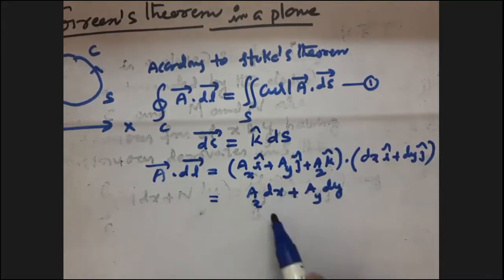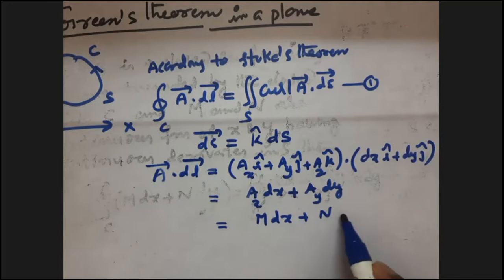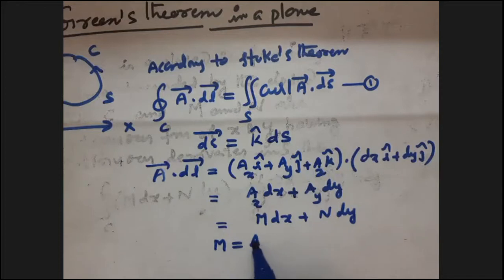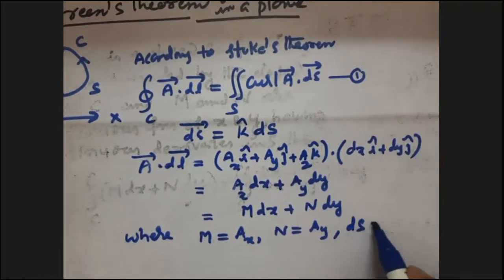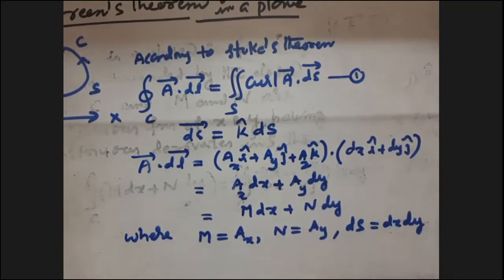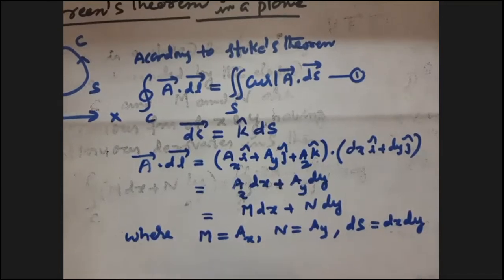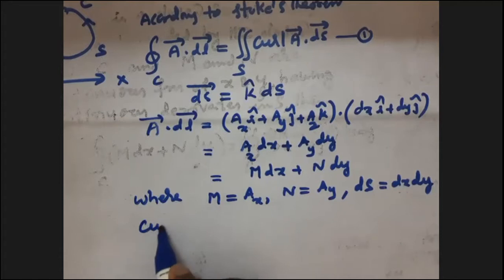A bar dot dl bar is equal to A_x dx plus A_y dy. You can write it as M dx plus N dy. So comparing these two, M is equal to A_x and N is equal to A_y. And what is ds? ds is the area, that is equal to dx dy.